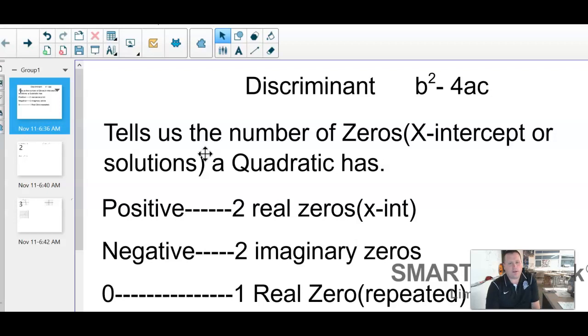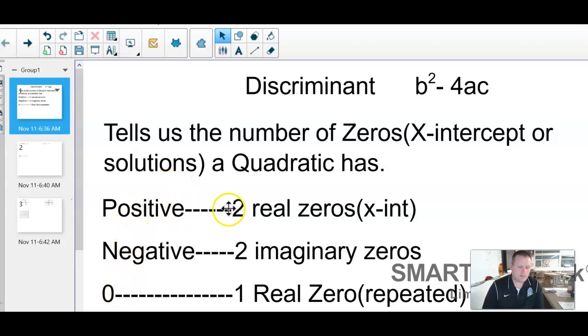So this is for a quadratic, and it just tells us how many, or the number of zeros or solutions that we have. And again, it doesn't tell us where they're at. It just tells us if they're real or if they're imaginary and how many there are in this case. So we have three options that we can get for a number. It's either going to be a positive number, a negative number, or zero.